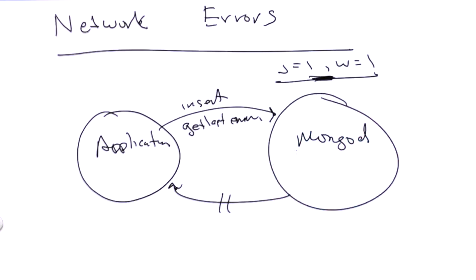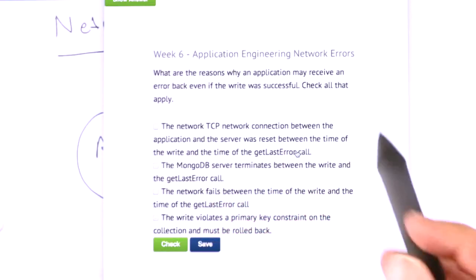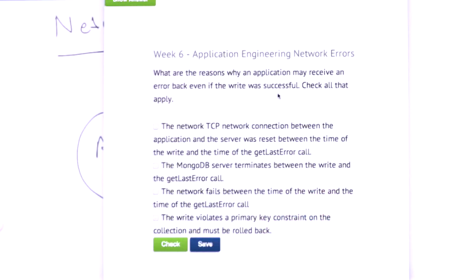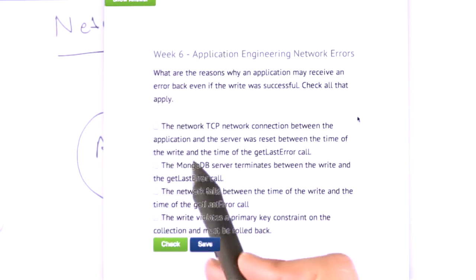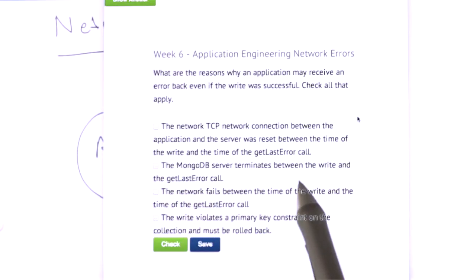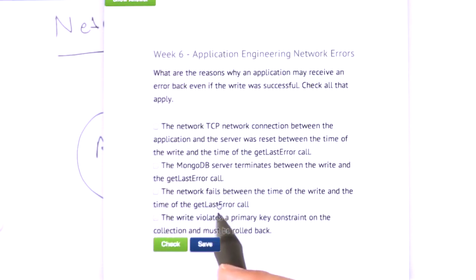All right, let's do a quiz. So here is the quiz. What are the reasons why an application may receive an error back if the write was successful? Check all that apply. The network TCP connection between the application and the server was reset between the time of the write and the time of the get last error call. The MongoDB server terminates between the write and the get last error call. The network fails between the time of the write and the time of the get last error call. Or the write violates a primary key constraint on the collection and must be rolled back.